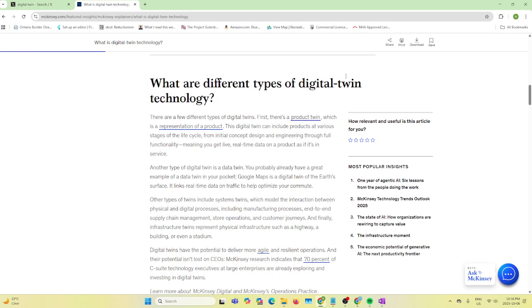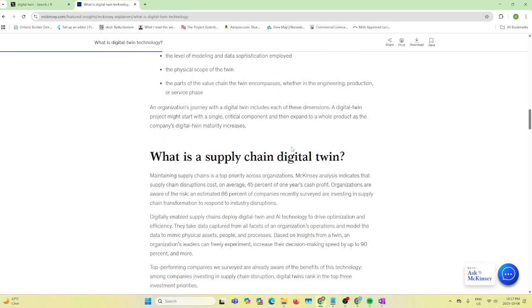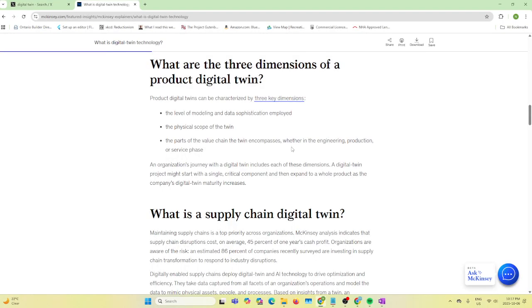Okay, so I did not know that there are types of digital twins. Maybe I've got to do a deck on this. There are a few different types. First, there's a product twin, which is a representation of a product, and can include products at various stages of the life cycle, from initial concept. I don't even know if I should just continue to read the whole thing. It doesn't make sense. I should be paraphrasing it, right? The level of modeling and data sophistication employed.